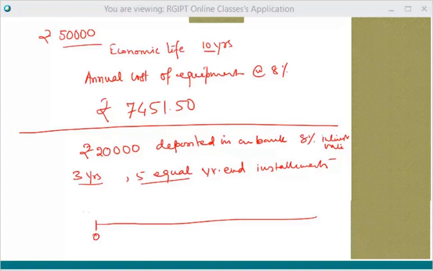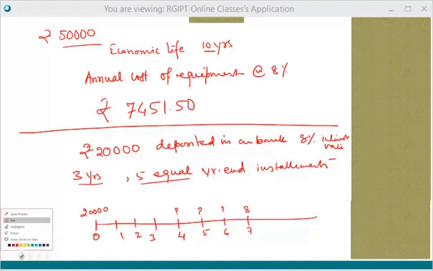So here is 0. यहाँ पर तुमने 20,000 रुपये जमा कर दिया, and then 3 years तक 1 2 3 तुमने कुछ भी नहीं किया, लेकिन चौथे साल के एंड पे तुमने पैसा निकाला, 5वें साल के एंड पर भी, छठे, 7वें पर भी, एंड कितना 5 इक्वल इंस्टॉलमेंट्स हो गया, 5 इंस्टॉलमेंट्स हो गया. ओके, एंड दीज आर ऑल इक्वल. ये जो है इक्वल इंस्टॉलमेंट्स है.